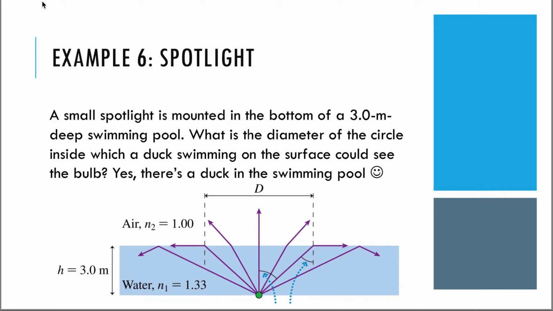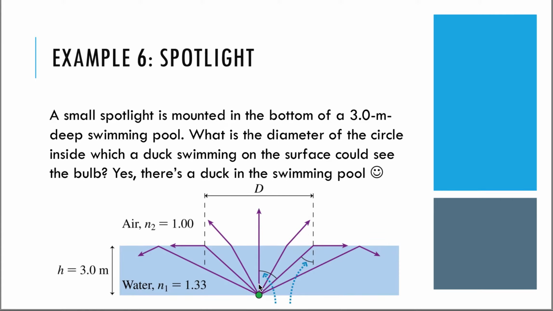Let's take a look at the next example. A small spotlight is mounted at the bottom of a 3-meter deep pool. What's the diameter of the circle inside which a duck swimming on the surface could see the bulb? So yes, there is a duck in a swimming pool.